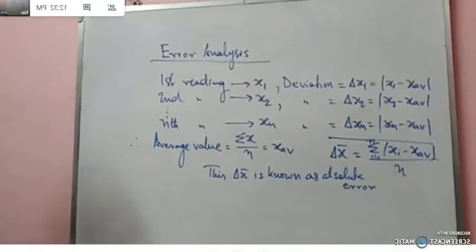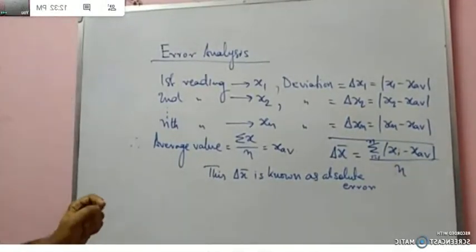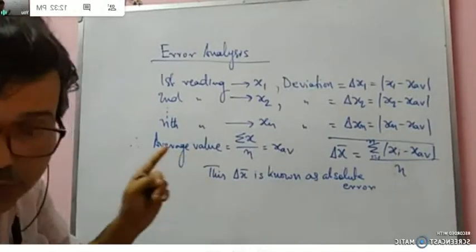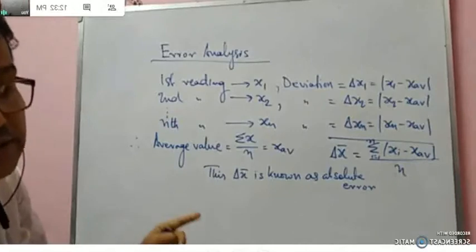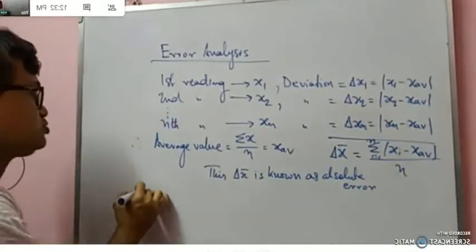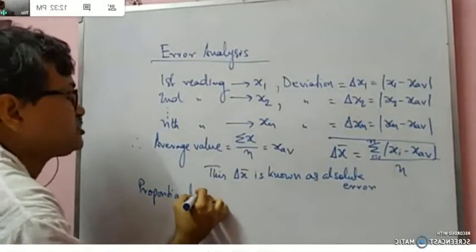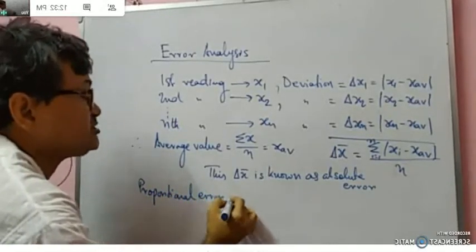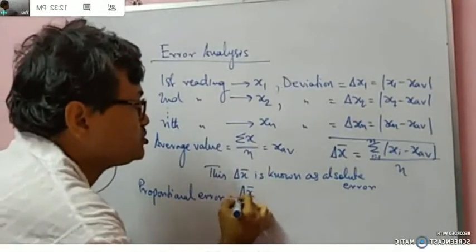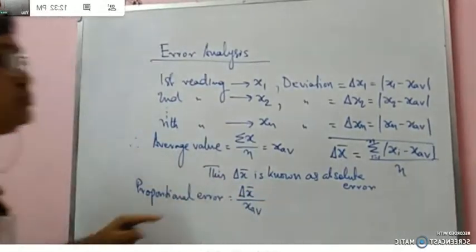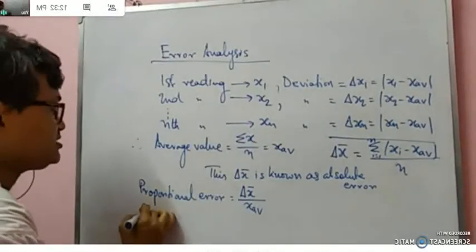Okay. So this is absolute error, and after that comes the proportional error and the percentage error. So what is proportional error? Proportional error is just the ratio of this absolute value to the average value. So it is our proportional error. And what is percentage error?